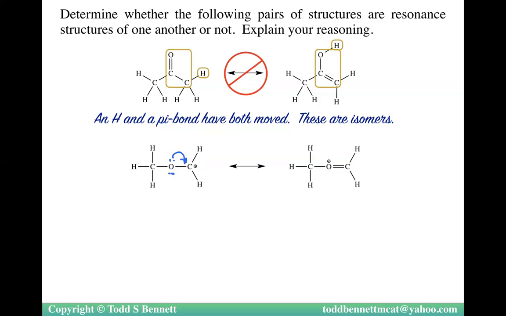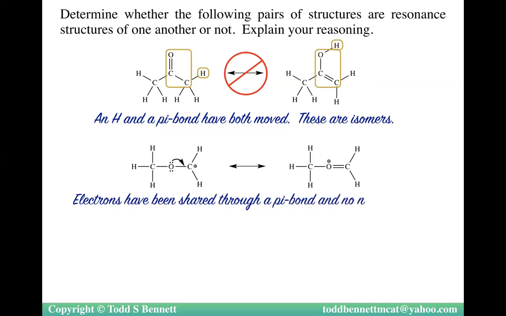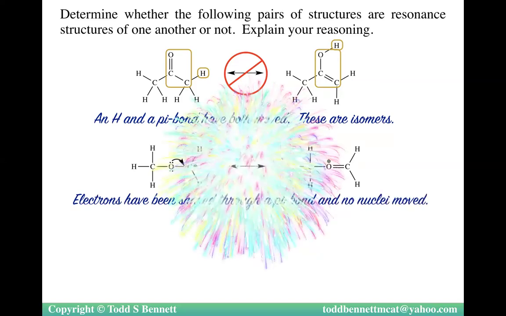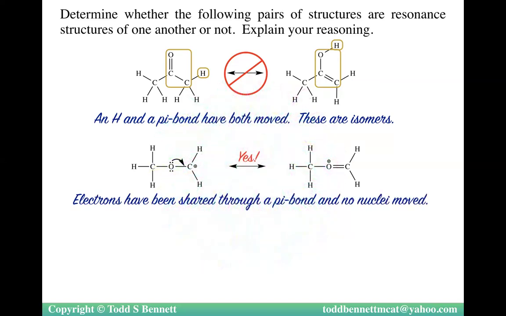So let me clear what I just drew and draw that. Sure enough, no atoms moved. Pi electrons moved from a lone pair into a pi bond. So those are resonance structures. And just for point of interest, let's go back to the rules we just said. Does everything have an octet? In this case, let me draw the lone pair that's still here.